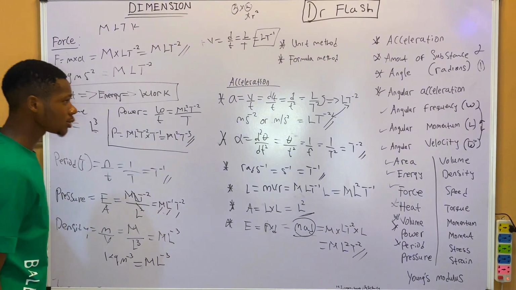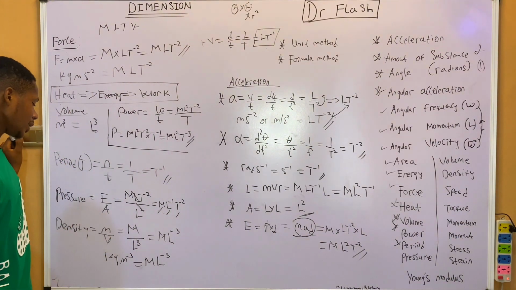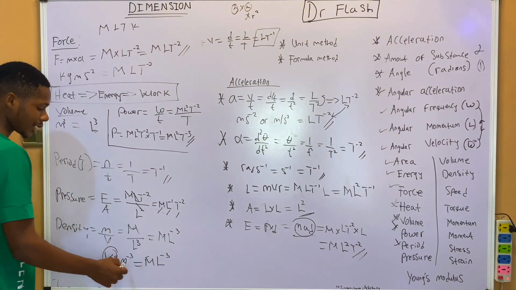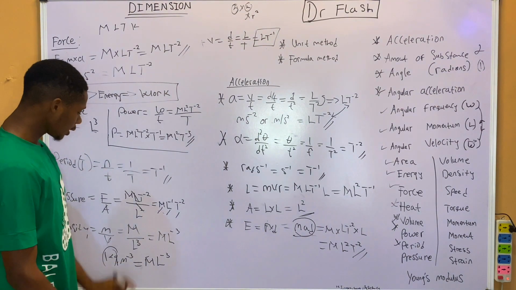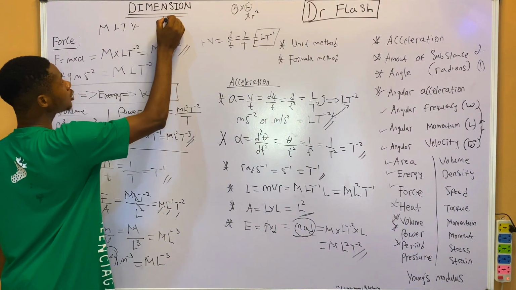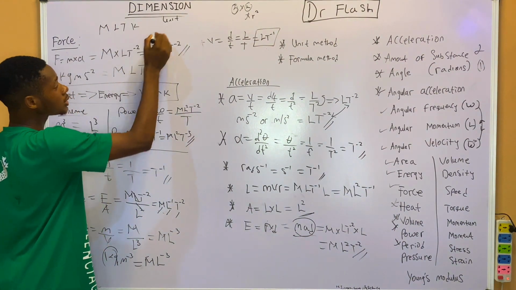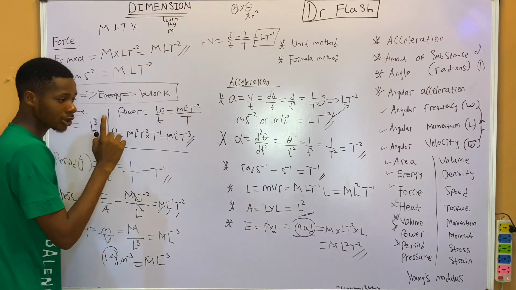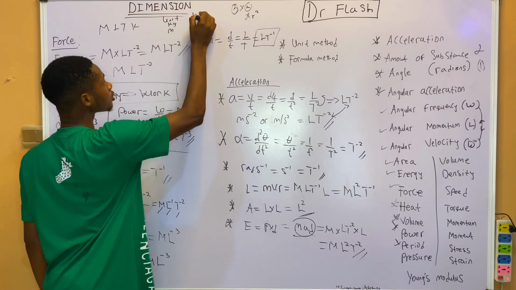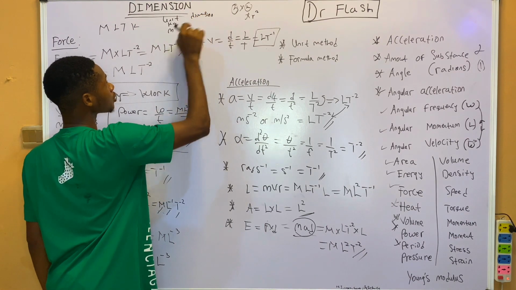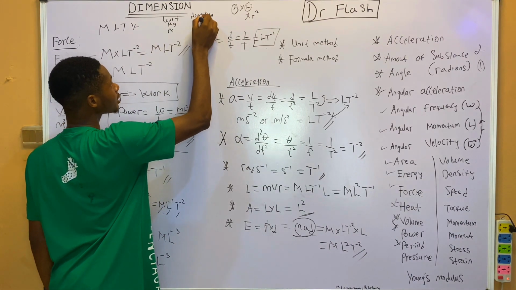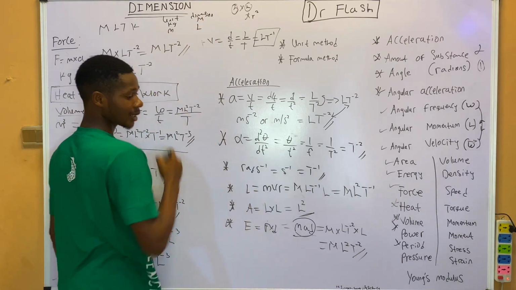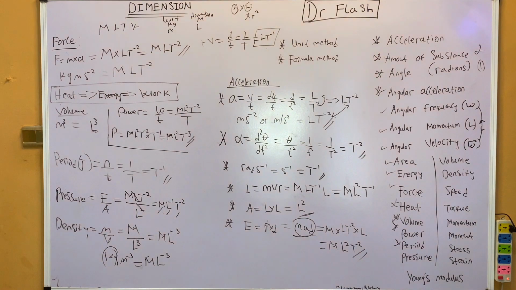I think the most confusing part of this topic, dimension, is the fact that most students cannot differentiate between kilogram, the symbol kg, and length, the symbol m. Now take note, it's very easy. When using units, mass should be kilogram and length should be meters in small letter. But when using dimension, mass should be capital letter M, and then meters, which is distance, should be capital letter L. That's the difference basically.